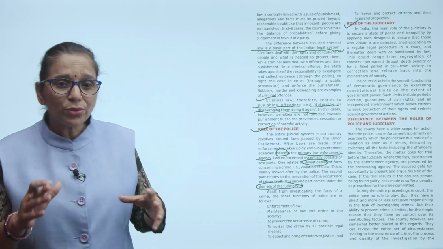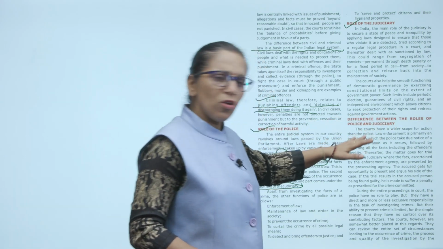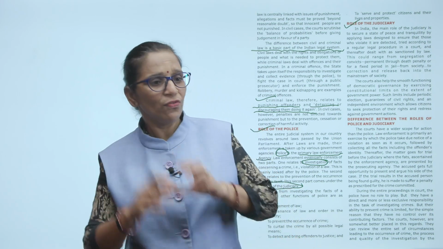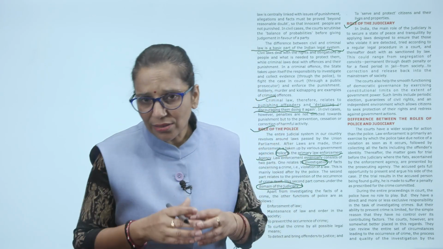So now we are going to discuss the difference between the role of police and judiciary. There are a lot of differences. The courts have a wider scope for action than the police. Law enforcement is primarily an exercise by which police take due notice that an incident has happened. Police go to investigate, collect the facts and evidence, and then move to the court with the accused.